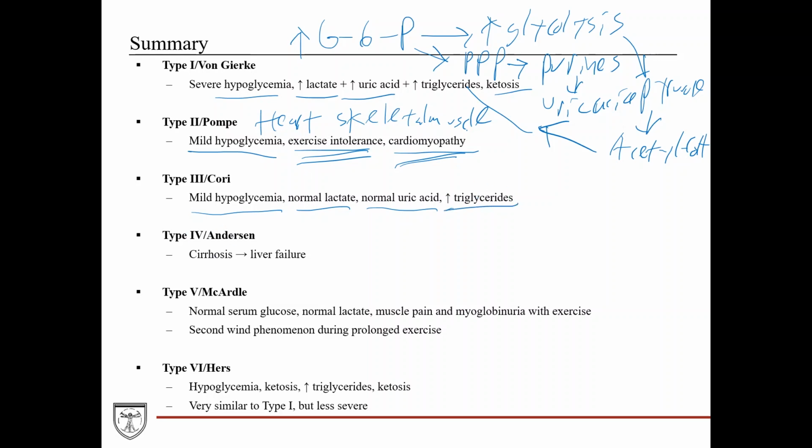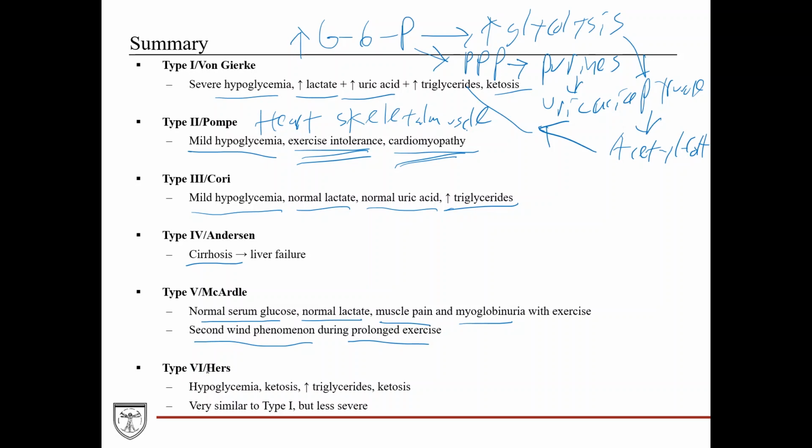Remember, type 4, this is where you have Andersen's disease, and this is where it really impacts liver structure and function, eventually leads to cirrhosis, which develops into liver failure, unfortunately. Type 5, McArdle's. Remember, this is where muscle glycogen phosphorylase is defective, so you still have normal serum glucose coming out of hepatic glycogen levels, normal lactate levels as a result of that. However, where this is really felt is in muscle pain during exercise, and you can also see myoglobinuria during exercise. And these patients then, remember, they can get that second wind phenomenon because they switch to those other metabolic fuels such as fatty acids or protein when they push through this pain and have prolonged exercise.